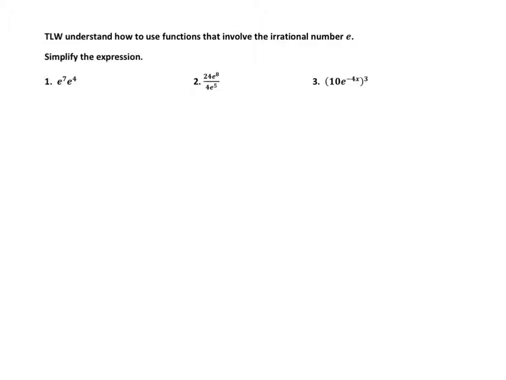But here's the thing, simplify the expression. Treat it just like we learned. When you multiply the same base, what do you do with the exponents? It would be e to the 11th. Here, 24 divided by 4 is 6. 8 minus 5 is 3.